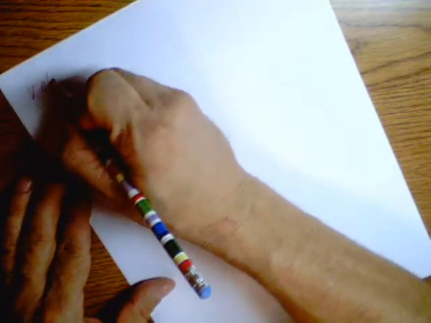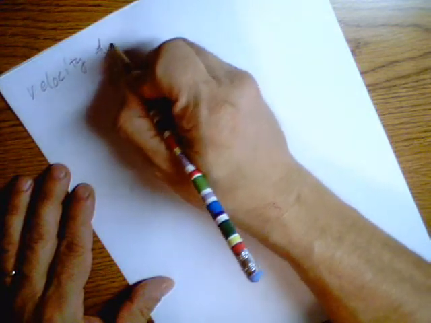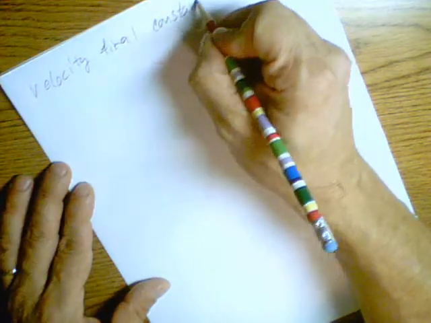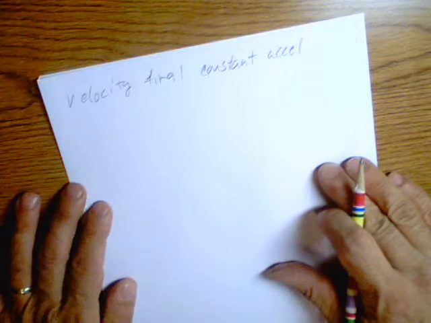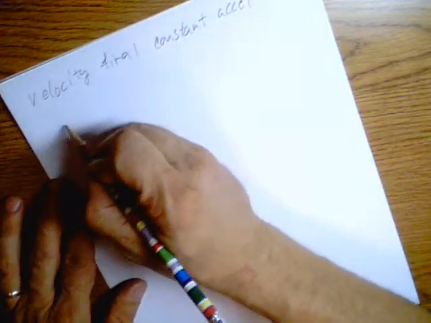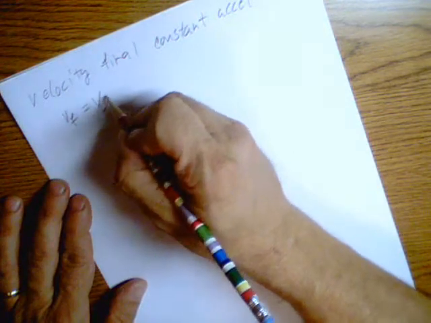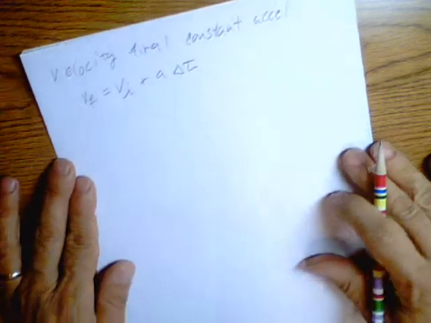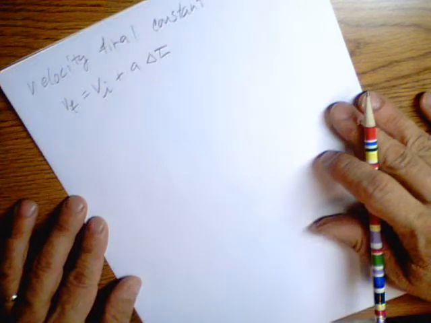All right, so let's see if we could fit one more in. Velocity final, constant acceleration. So we're looking for velocity final with constant acceleration. So v final equals, all we're doing is rearranging equations to get these. Here's our equation. All we did was rearrange it so that we can find the final velocity.